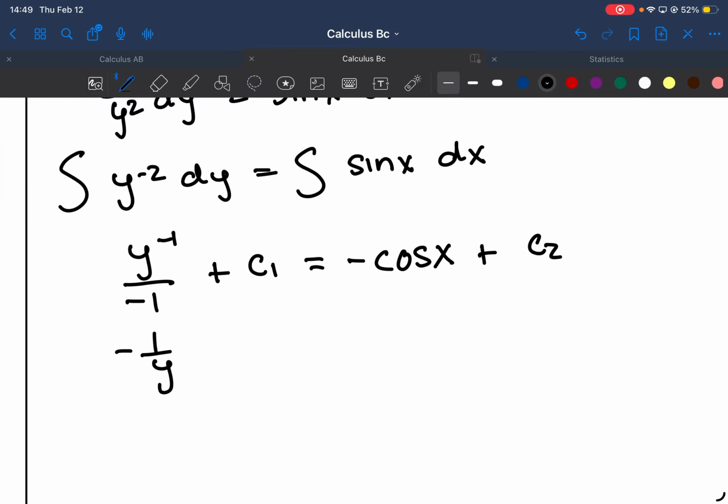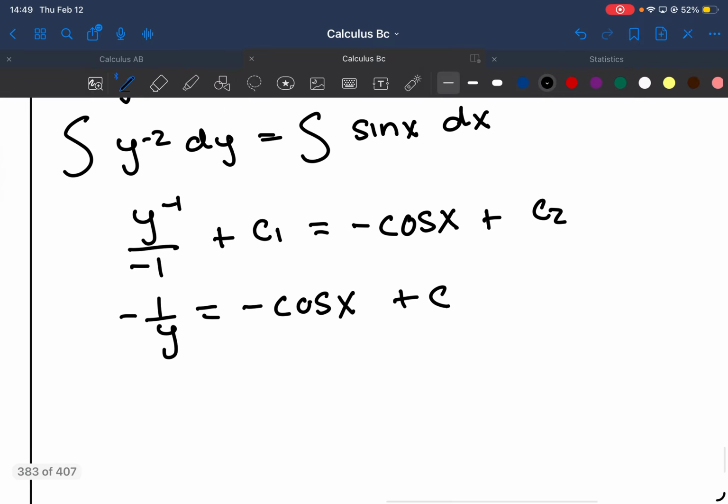Okay, and if I move the c1 to the other side, what does it become? Negative c? Always plus c. Always plus c. So this is equal to negative cosine x plus c. Okay, I can't say negative c and I can't say that they cancel each other out. I don't know what those values are.